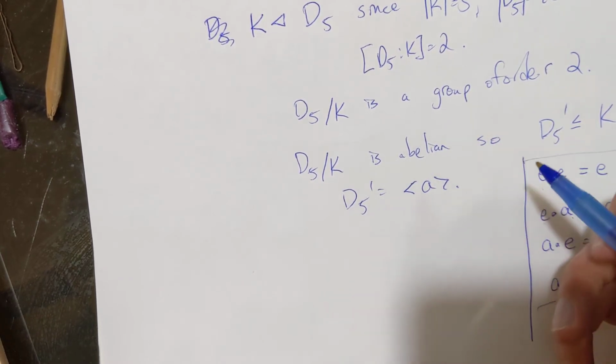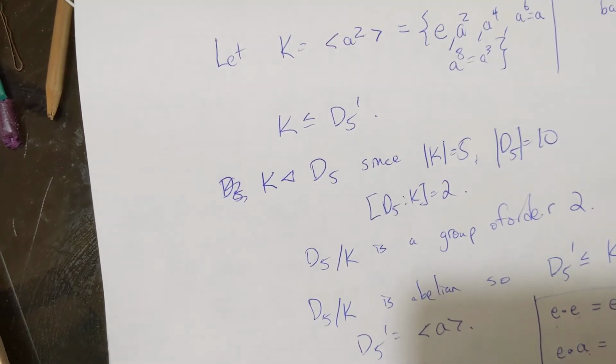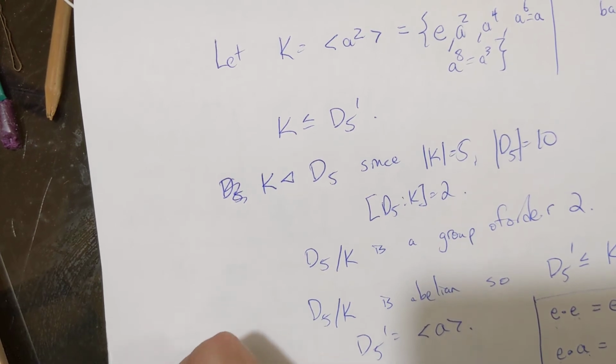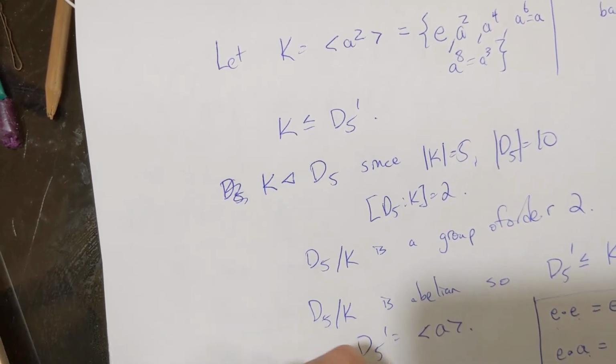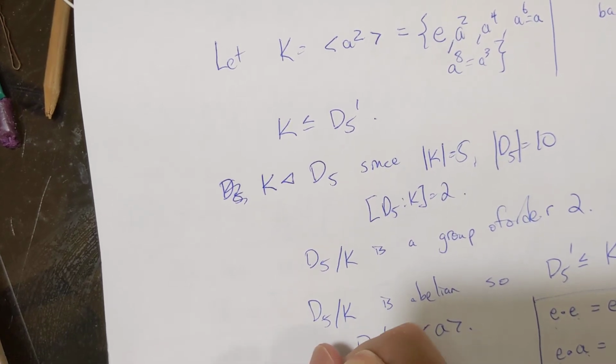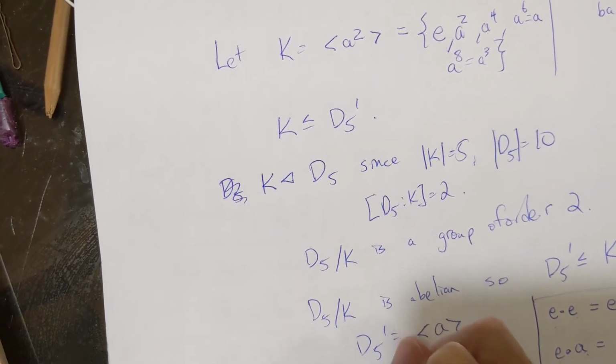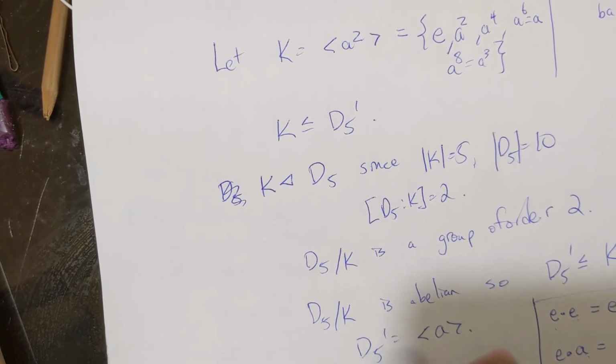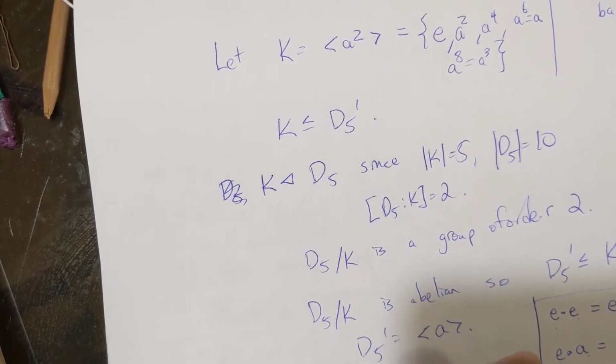this subgroup of index 2. And finally, we have the quaternions. You have to compute the commutator subgroup. Let's start by computing the commutator of I and J. That's just I J I inverse J inverse.